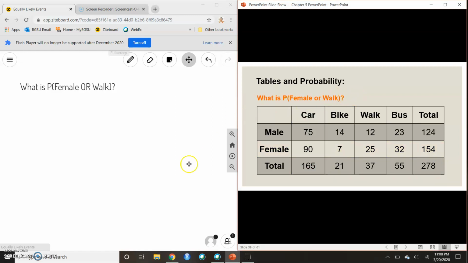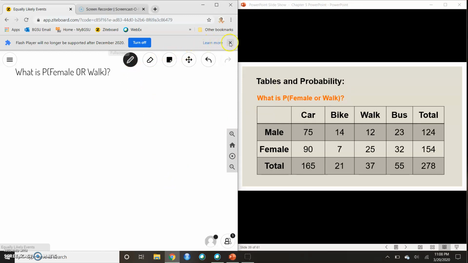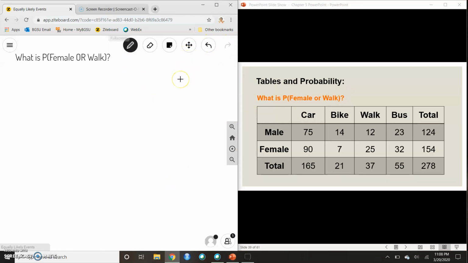Now moving on to OR events. So OR events require a little bit more work, but it's still very simple compared to actually just looking at a problem and trying to find those probabilities by yourself. So if you remember, probability of OR events, so probability of event A or B happening, that's going to be probability of A plus probability of B minus their intersection.